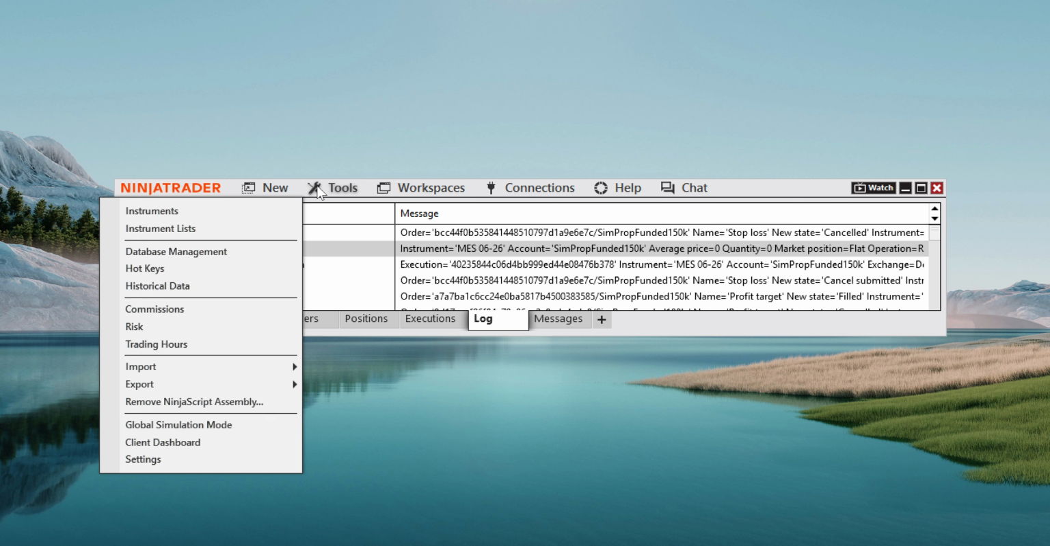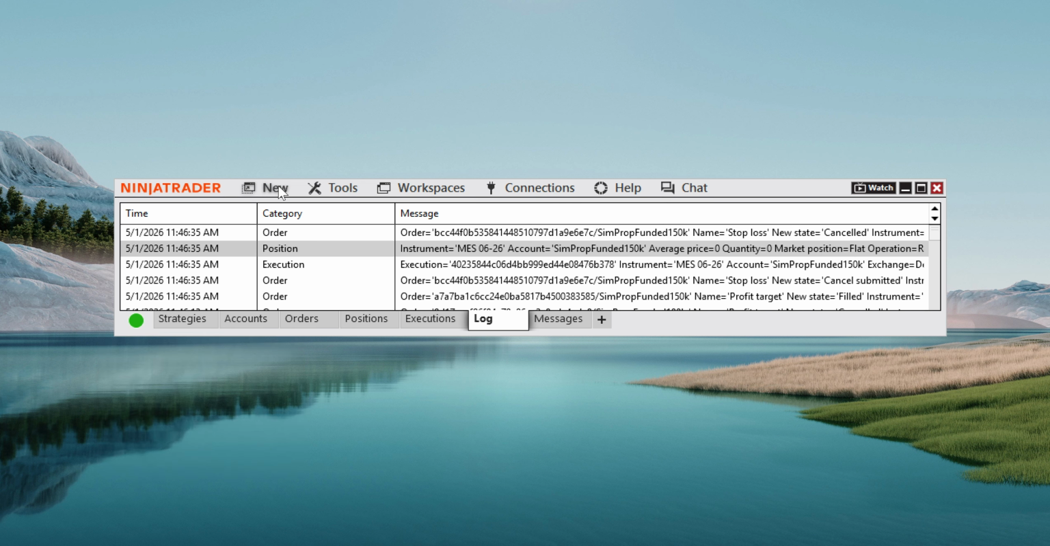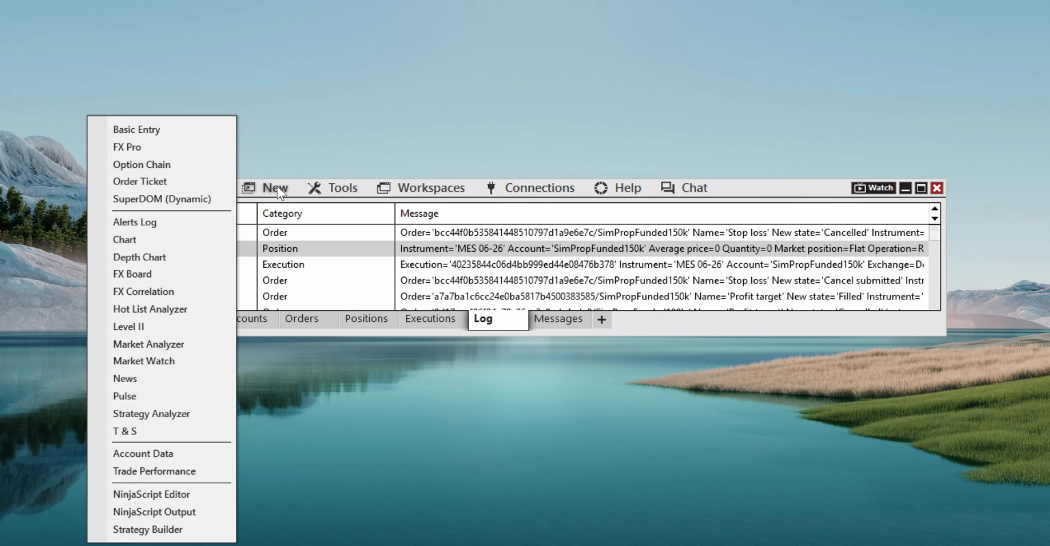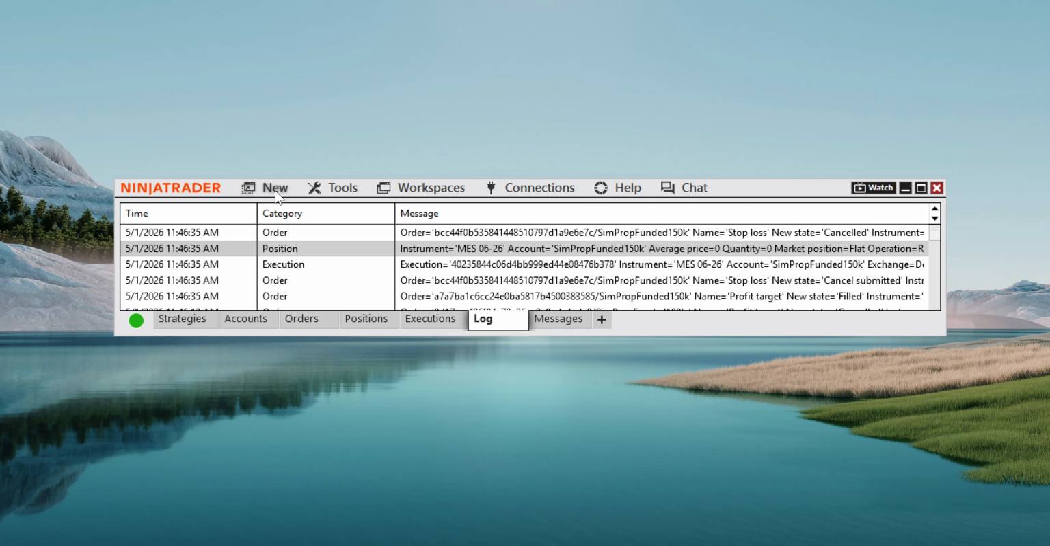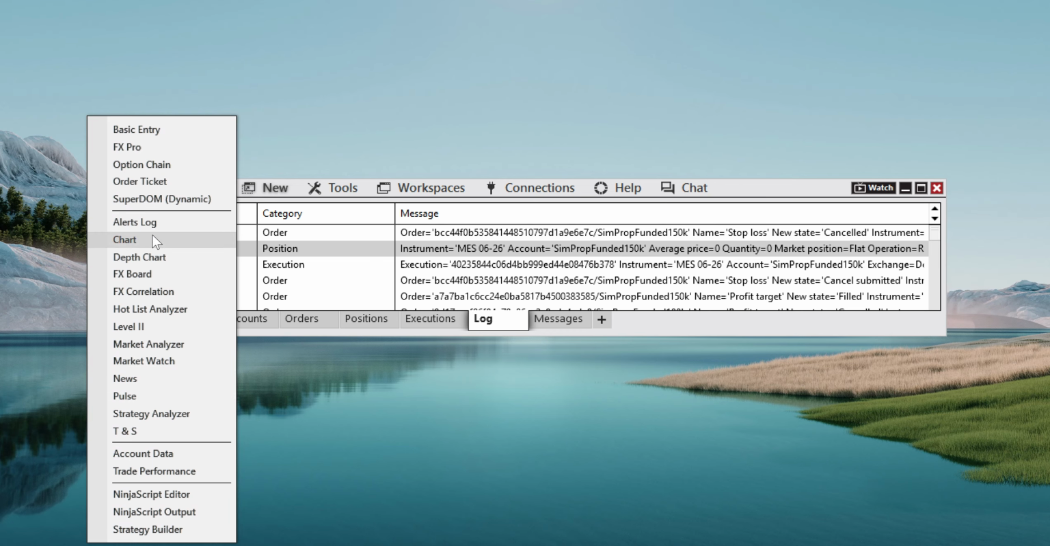And the next one is New. New is where you'll be using something more often. New is where you can open a new chart, or you can open a new output window. There are many other market analyzers and watchers, a depth chart and whatnot, that you can spend time learning. Mostly what I'll be using here for regular trading is Chart. So let me click Chart, so it comes here.